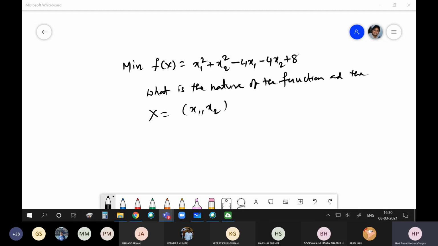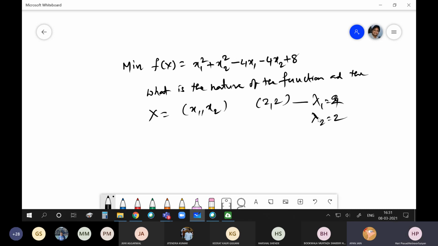Okay, how many of you solved it? It's minimized. So what is the point at which you get the minimum? 2, 2. And what is the nature of the function? Positive definite. What are the lambda values you are getting? Lambda 1 is equal to 2 and lambda 2 is also 2. Both are the same.